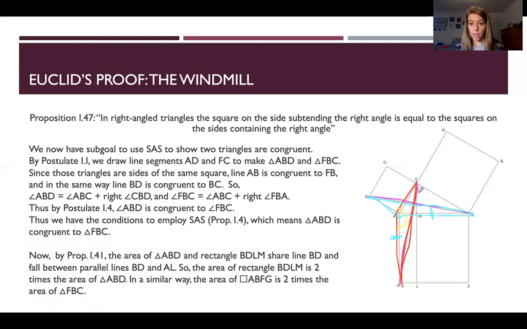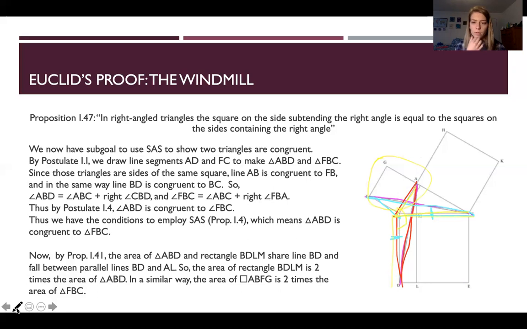equals the angle ABC plus right angle CBD of the square. And in the same way, FBC is equal to ABC plus the right angle FBA because of this square right here. So by postulate 4, ABD is congruent to FBC.